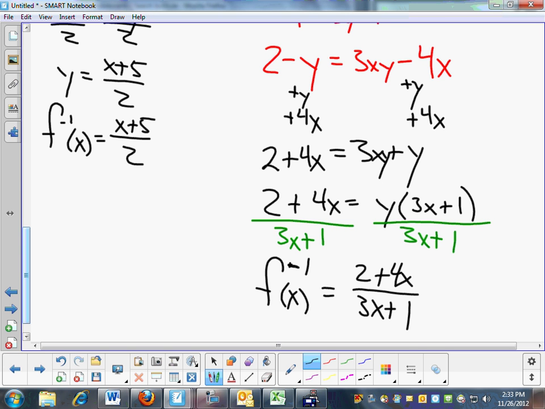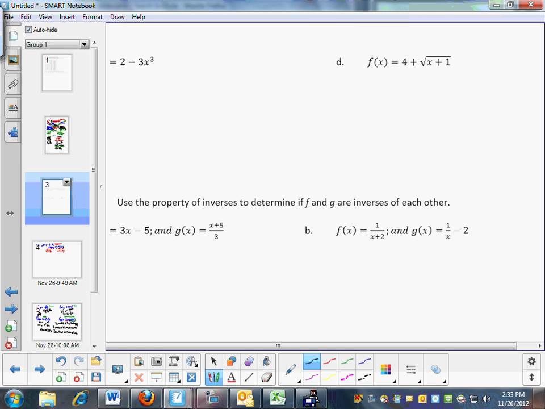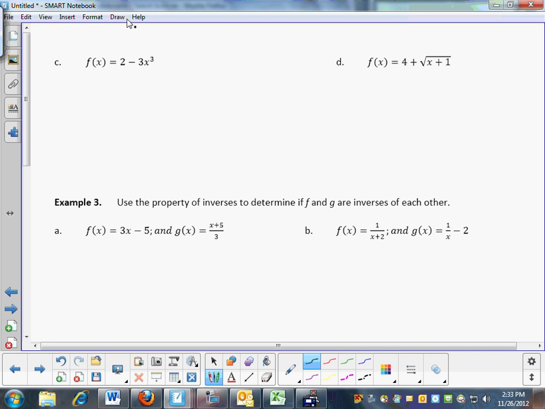Question? Anybody? Got it? Okay. Flip it over. 2 examples left. F of x is 2 minus 3x to the third. I could write this as x equals 2 minus 3y to the third. Now I want to, again, solve for y. What do you do first? Subtract the 2.